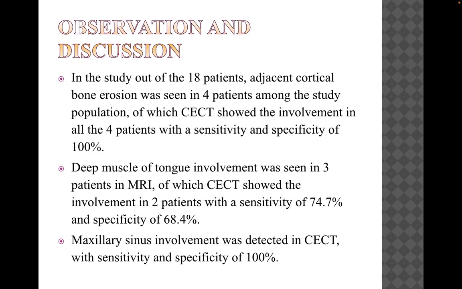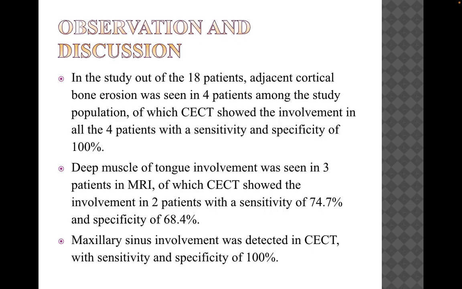Observation and discussion. In the study, out of 18 patients, adjacent cortical bone erosion was seen in 4 patients among the study population, of which CECT showed the involvement of all 4 patients with sensitivity and specificity of 100%. Deep muscle of tongue involvement was seen in 3 patients in MRI, of which CECT showed involvement of 2 patients with sensitivity of 74.7% and specificity of 68.4%.